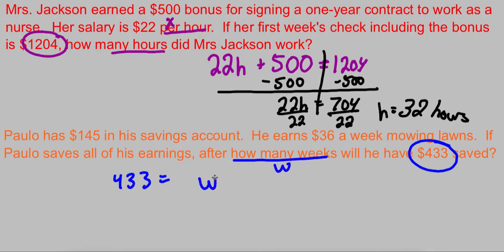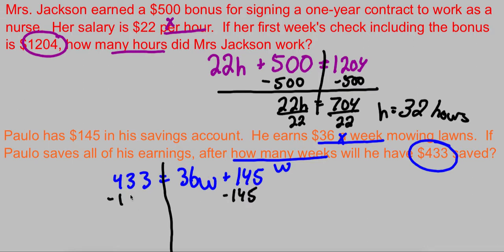It says he earns $36 a week instead of each or per. We got a week, so that's going to mean times. So 36 times W. And then he already has the $145 in his savings account, so we're adding $145. So once you get some practice with it, you start to pick up on the pattern of how to set these up and what you're looking for.